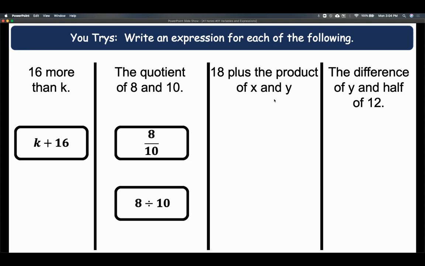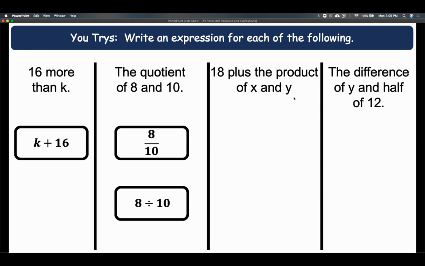This next one, I actually see 3 quantities. I got an 18, I got an X, and I have a Y. So I should have more than one operation here. And I see a plus and I see a product. 18 plus the product of X and Y. So I know I have my 18. I'm going to add it to the product of X and Y.